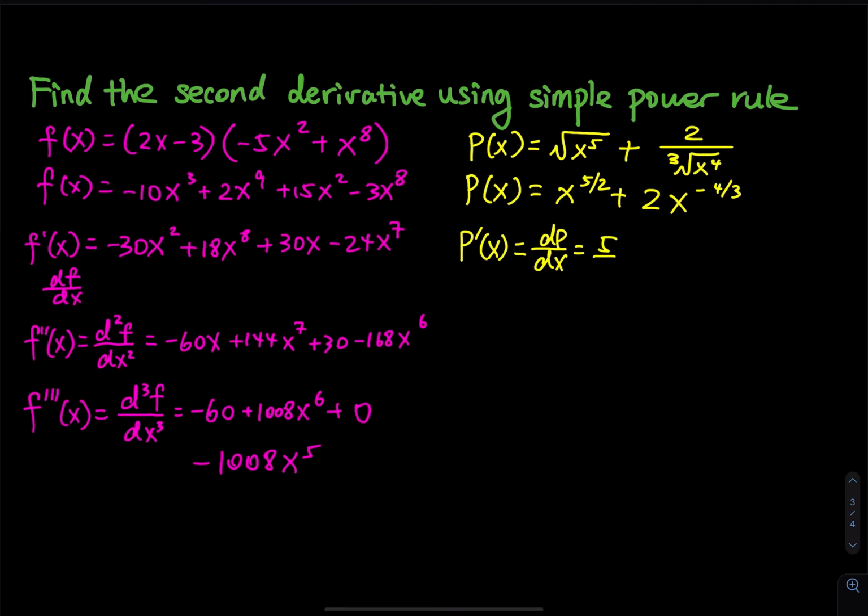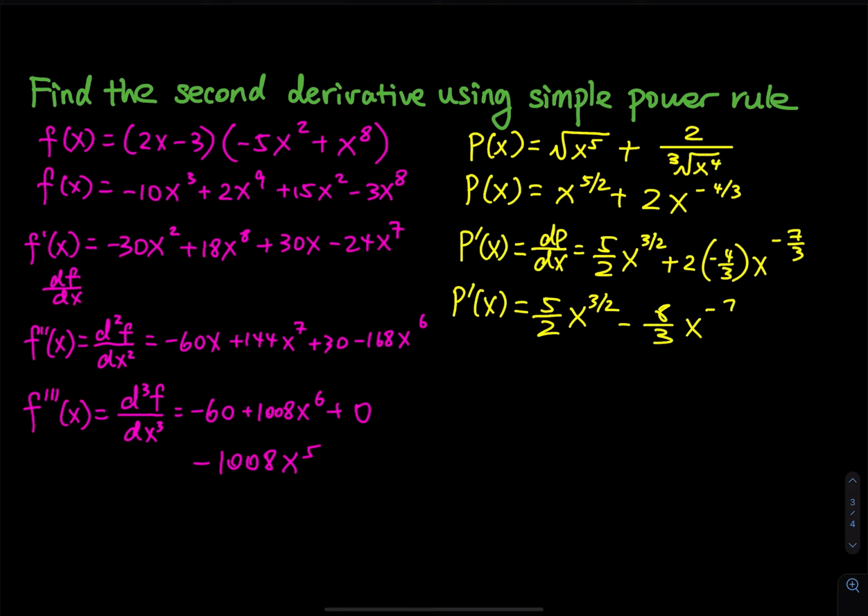Bring the 5/2 down, and then x raised to the 5/2 minus 1 is 3/2. And then you bring the negative 4/3 down, and then x to the negative 4/3 minus 1, so that is negative 7/3. Then p prime of x is 5/2 x raised to the 3/2, and then minus 8/3 x to the negative 7/3. I always clean up the coefficients before I move on.